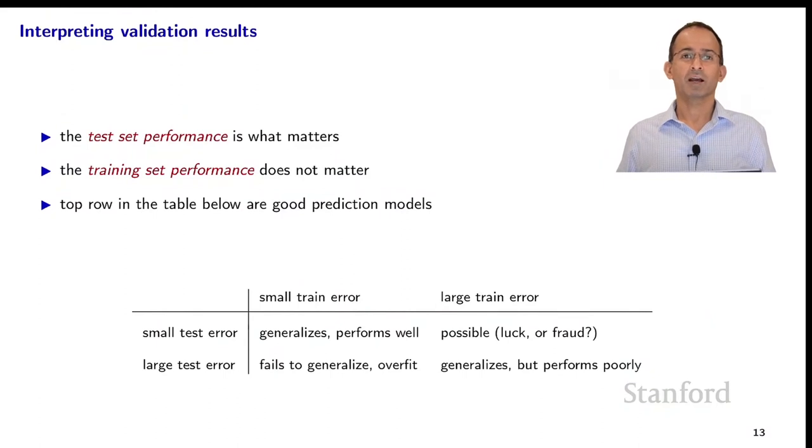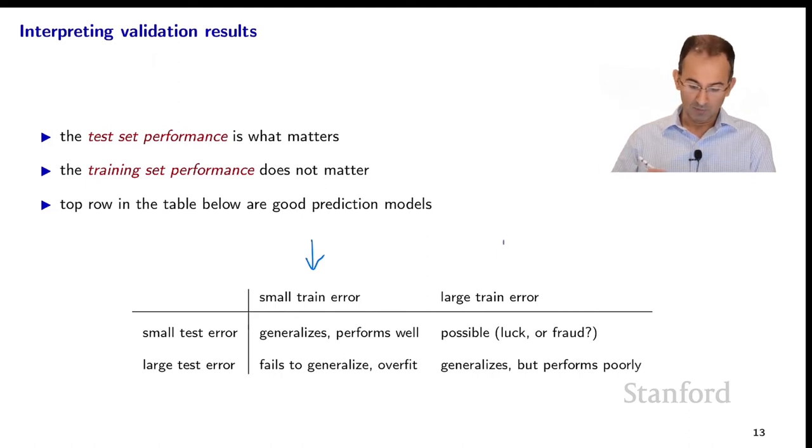So let's look at how we interpret validation results. We have two measurements. The first is the performance on the test set. That's really what matters. And the second is the performance on the training set. That doesn't matter. And so we get four numbers. We'll plot these in a table here. In the first column, we have the training error. We have small training error. And in the second column, we have large training error. And in the first row, we have small test error. And in the second row, we have large test error.